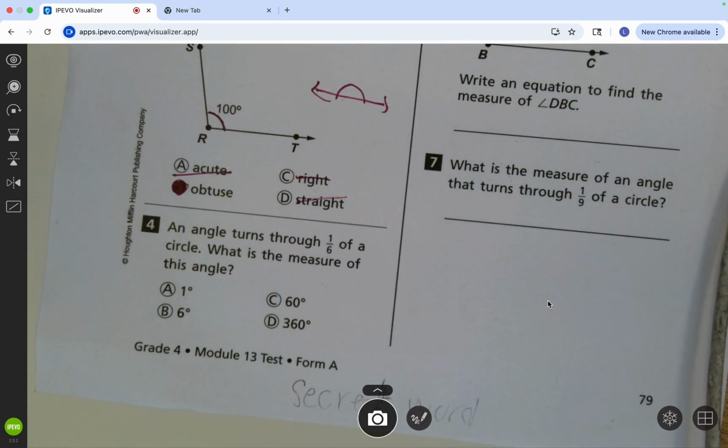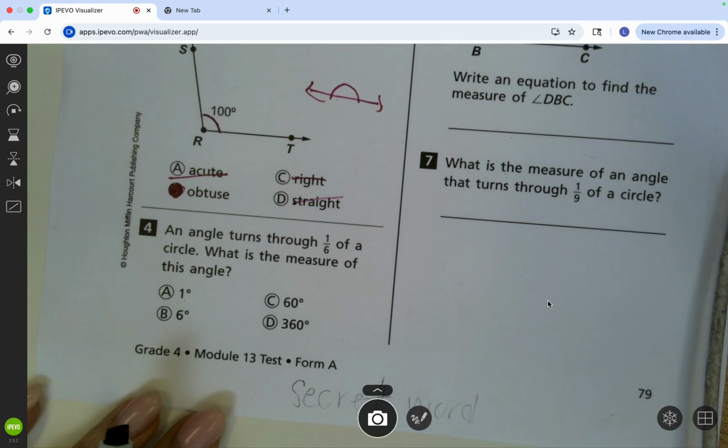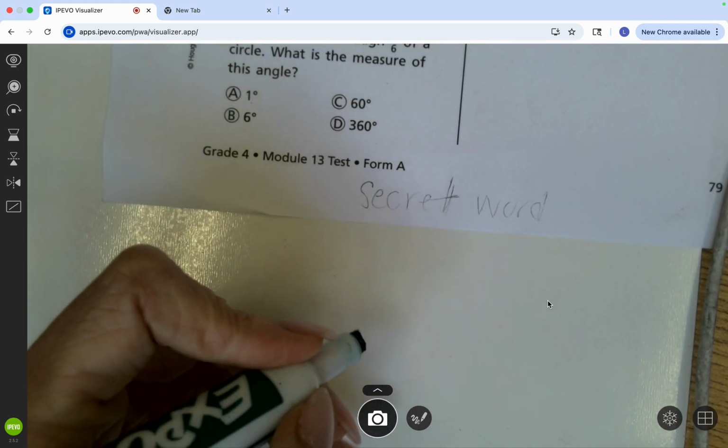Number 4. Ooh, this is fun. An angle turns through 1/6 of a circle. What is the measure of this angle? So what this is telling us is that we have a circle.